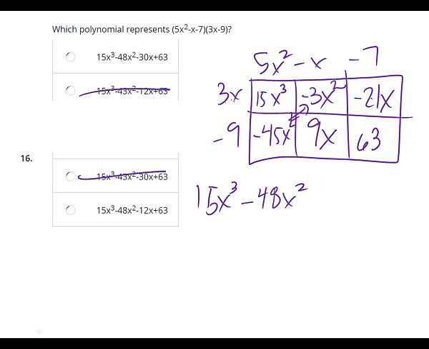All right, 9 and negative 21 is negative 12x. So it's the last one. So you just combine like terms diagonally. Yep. But make sure they actually match. Make sure it's a squared with a squared and an x with an x. Okay.